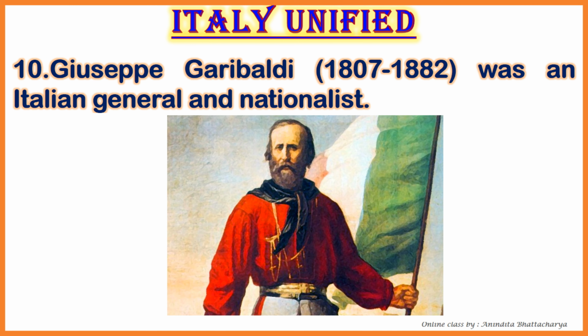So apart from Count Camillo Cavour, another person named Giuseppe Garibaldi played an important role in the unification of Italy. He was a central figure, an Italian general and nationalist, in the unification of Italy. In 1833, he joined the Young Italy movement.